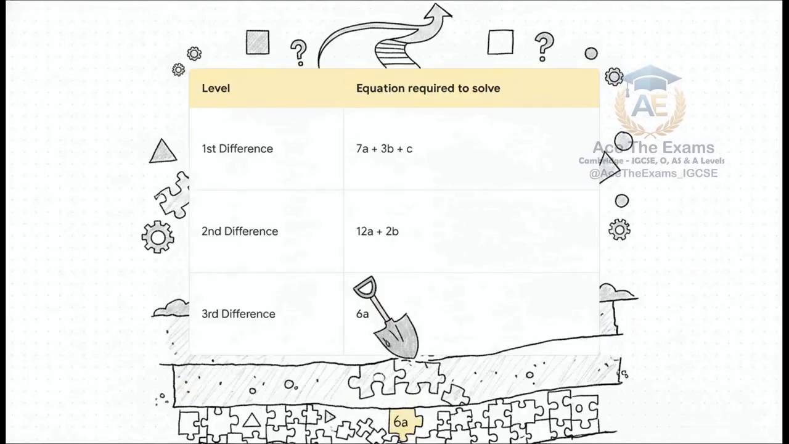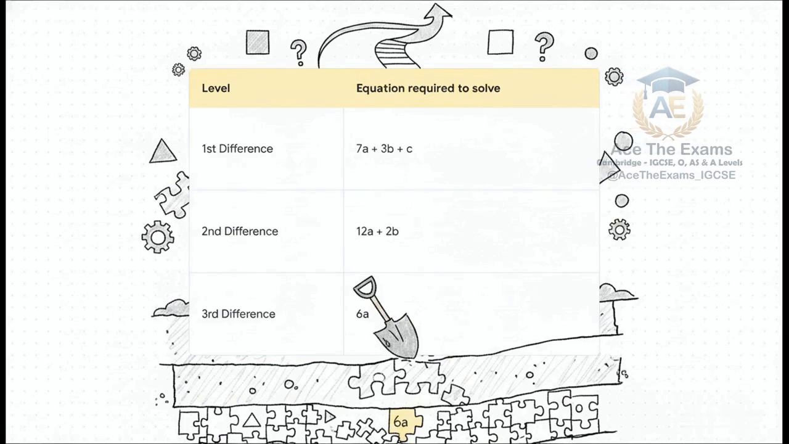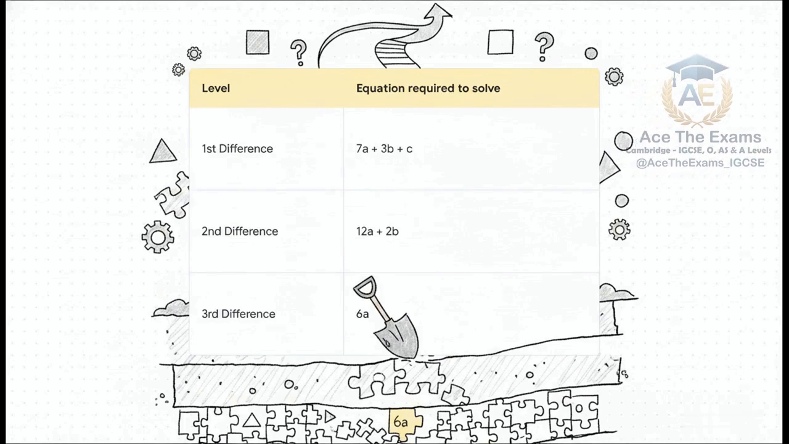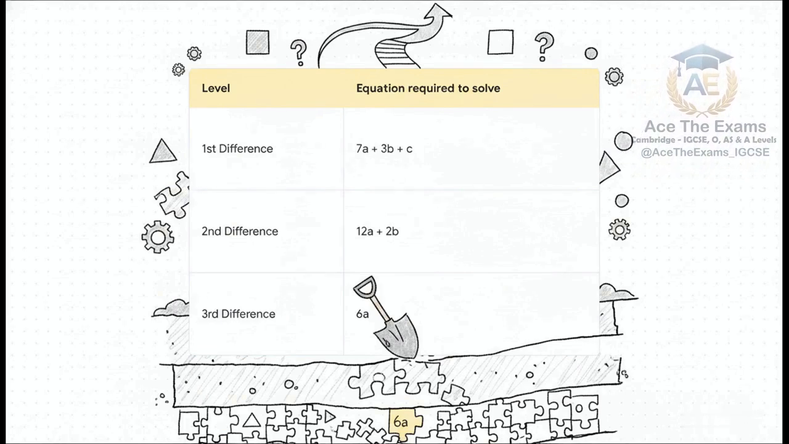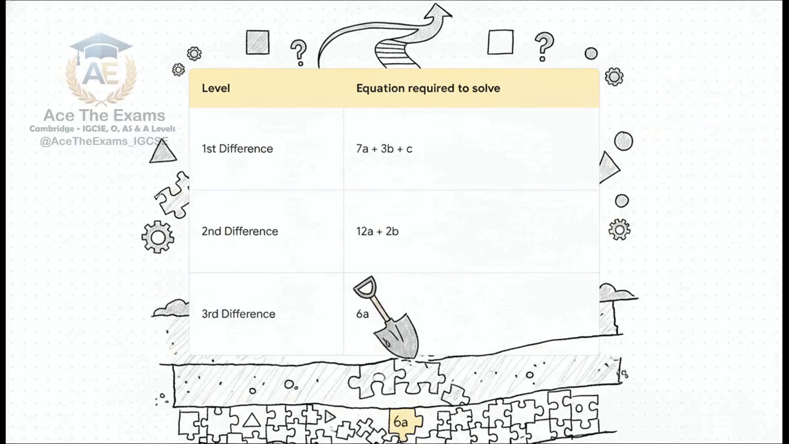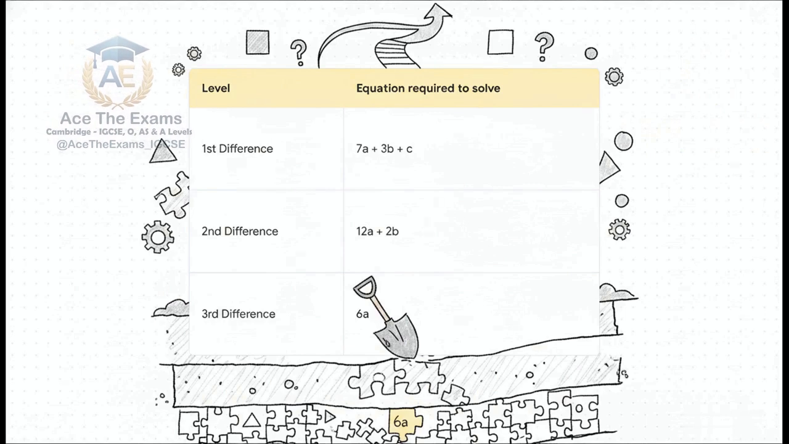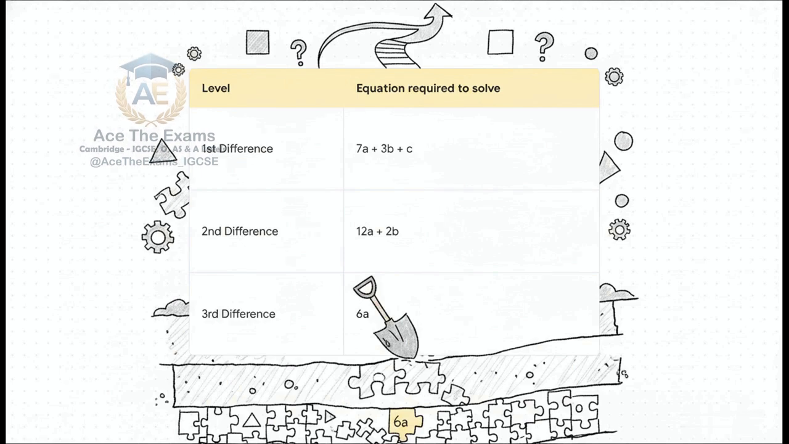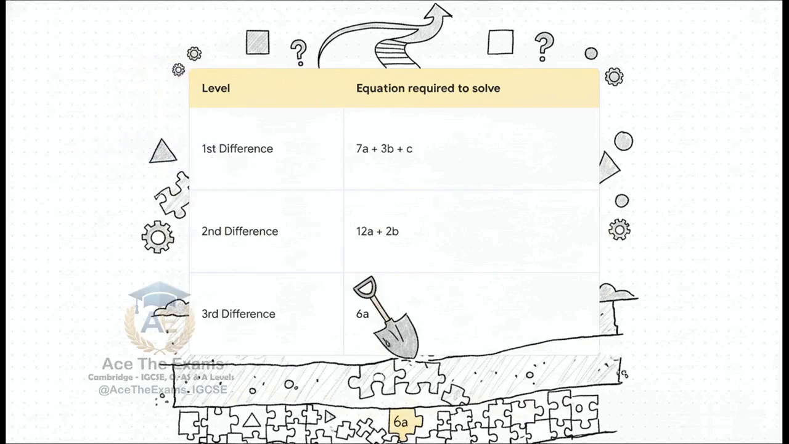And if the puzzle goes even deeper, what if you have to dig 3 layers down to finally hit a constant difference? Then you've found a cubic sequence, and the formula steps up to an cubed plus bn squared plus cn plus d. You'll use this exact table of equations to crack it from the bottom up. Your third difference will equal 6a, your first number in the second difference row will equal 12a plus 2b, and the first number in the first difference row will equal 7a plus 3b plus c. It looks incredibly intimidating at first glance, but once you know the combinations, you're literally just plugging in numbers and working your way back to the surface.